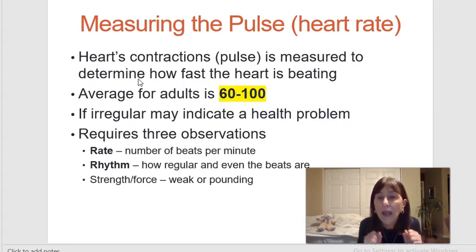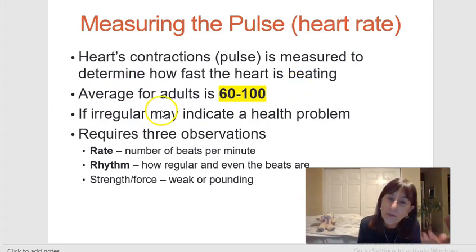Okay, so we're actually counting how fast the heart is beating. That's what we're doing, the rate. So a lot of times we call the pulse heart rate. And the average for adults is 60 to 100. So that's a big range, right?